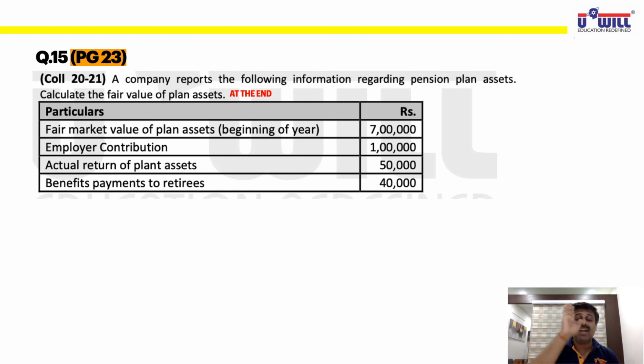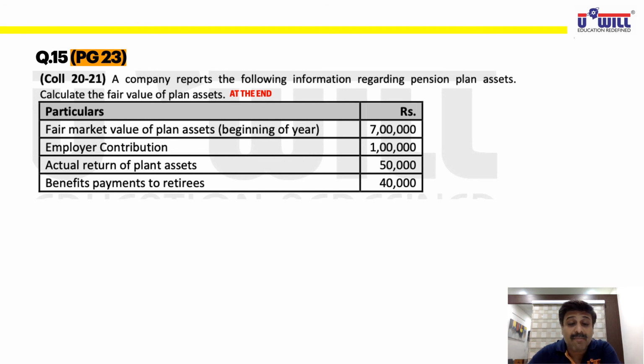How will you find the fair value of plan assets at the end of the year? On the right side of the equation, we already have actual return. In that, here we minus fair value at the beginning, so you plus it on the right side. Here we minus contributions, you plus it on the right side. Here we plus the benefits, you minus it on the right side. You'll get fair value of the assets at the end of the year.